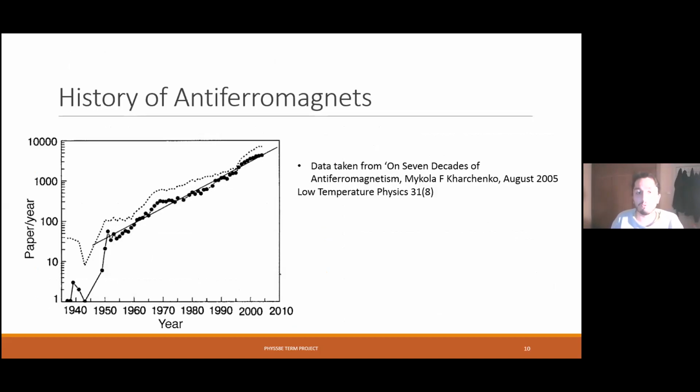And this is a graph of data which gives us the number of papers per year, starting from the 1940s, which explains what a big opportunity Néel and Landau gave us in the research of antiferromagnets. They opened a huge gate for us to dig deeper.